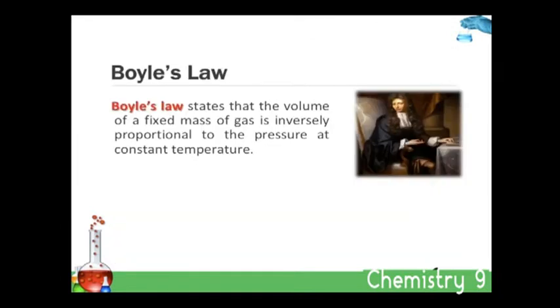Boyle's law states that the volume of a fixed mass of gas is inversely proportional to the pressure at constant temperature. So the volume is proportional to 1 over P, if this is at constant temperature and number of moles. The law is pressure 1 times volume 1 equals pressure 2 times volume 2.